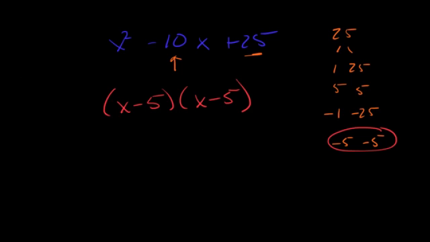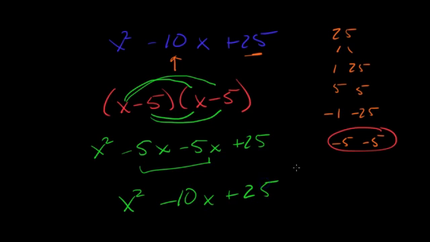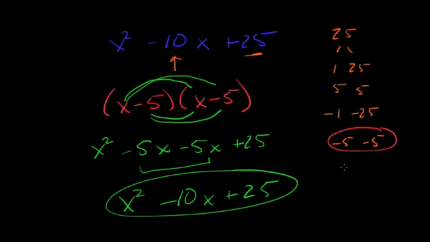Now, if you're not sure, we can always do multiplication to confirm our answer. So I'm going to do FOIL. So I'll do x times x and get x squared. X times negative 5 is negative 5x. Negative 5 times x is negative 5x. Negative 5 times negative 5 is positive 25. Add my like terms, x squared minus 10x plus 25. So I get back to my original. So x minus 5 times x minus 5.